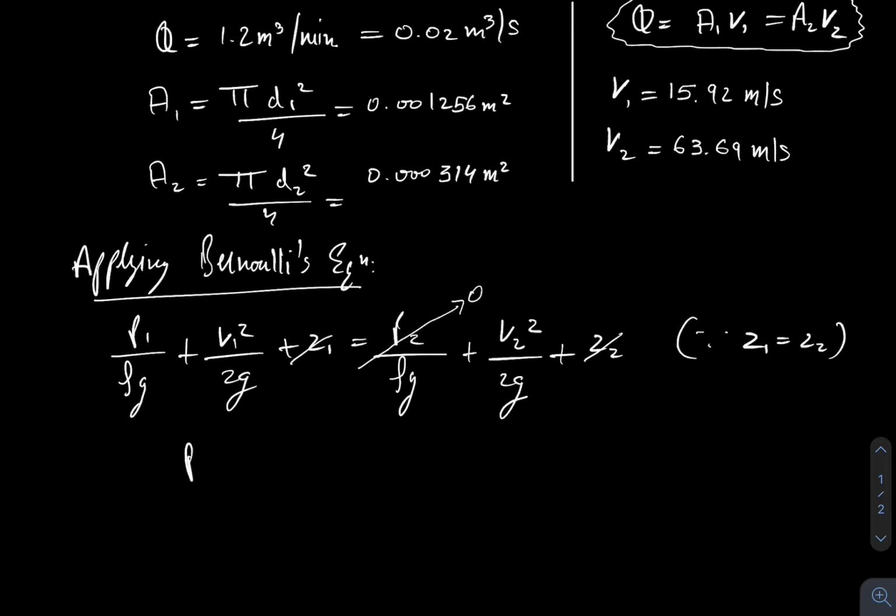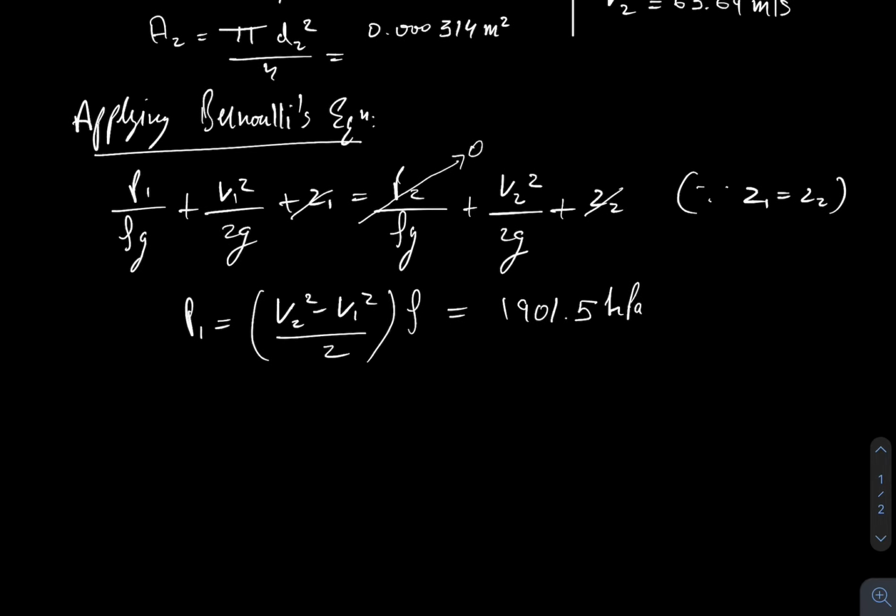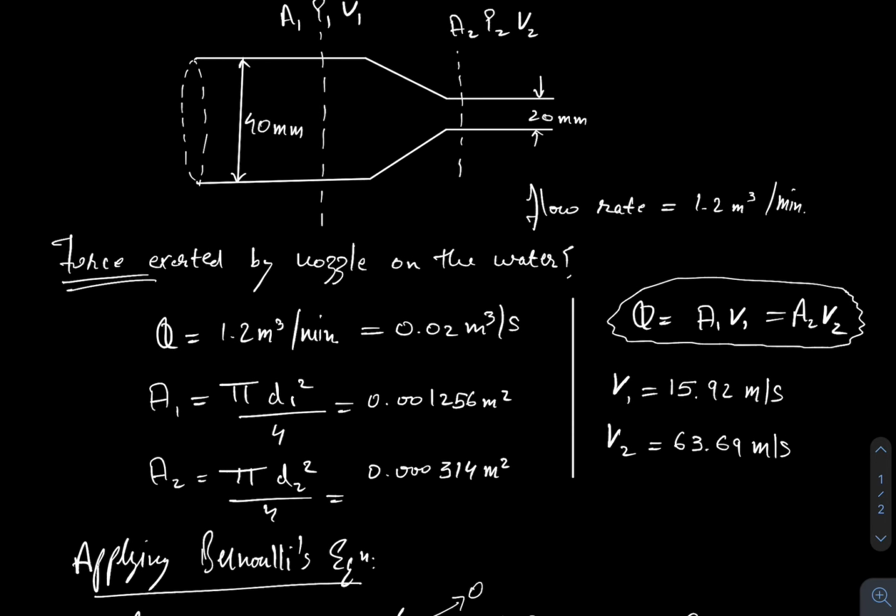So P1 will be V2 square minus V1 square upon 2 into rho, which after calculation will come out to be 1901.5 kilopascal. Okay. Rho water, I hope you know, is 1000 kg per meter cube. Fine. So we have calculated the pressure in pipeline. Basically we have calculated P1 by Bernoulli's equation.